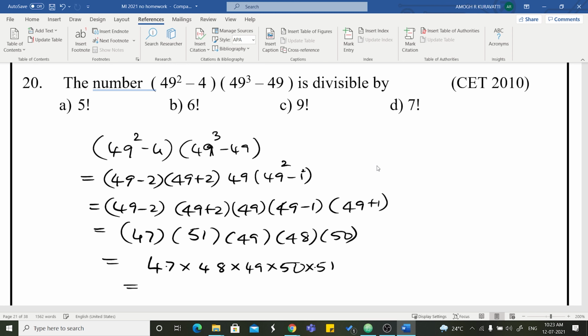So the product of 5 consecutive numbers is divisible by 5 factorial, because 5 factors are there, which is divisible by 5 factorial. That is option A. I hope it is clear. Please note it.